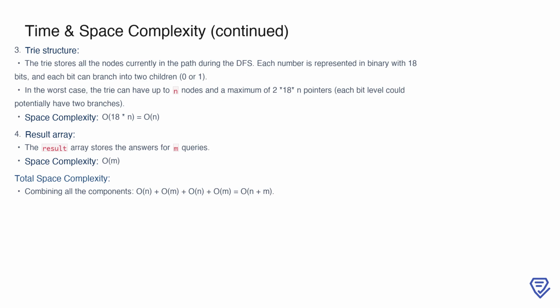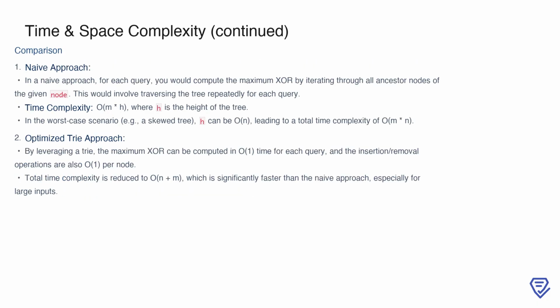Additionally, we have the result array, which stores the answers for all m queries, contributing O(m) to the space complexity. When we combine the contributions of all components, the tree structure, queries, trie, and result array, the total space complexity is O(n plus m). To better understand the efficiency of this approach, we can compare it to a naive method.